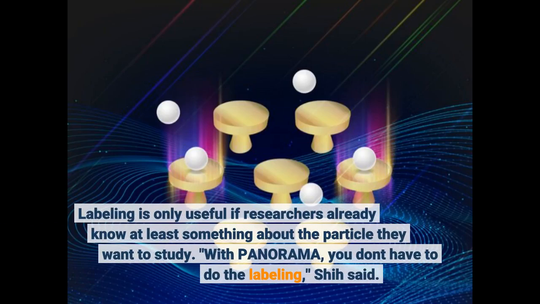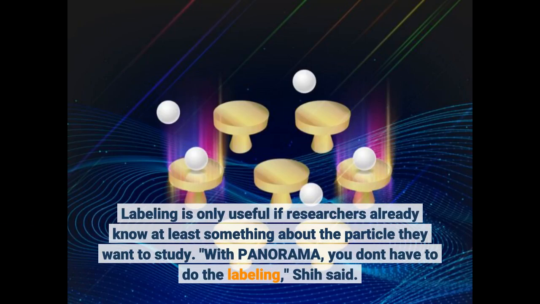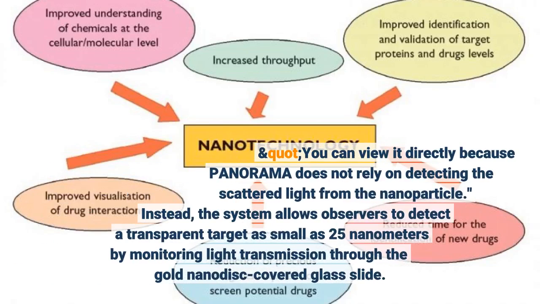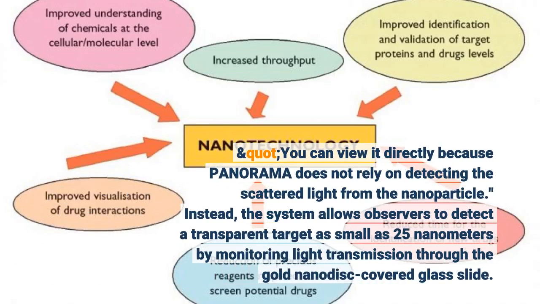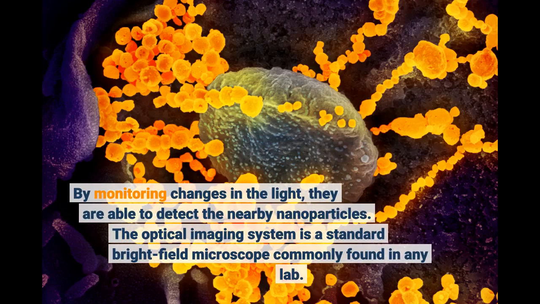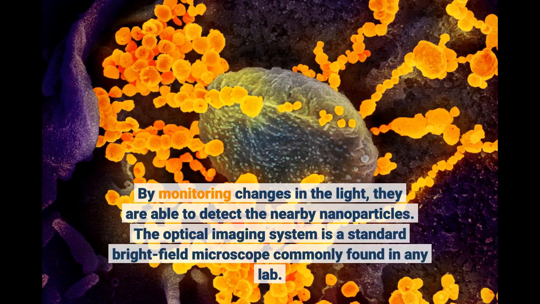Another drawback: labeling is only useful if researchers already know at least something about the particle they want to study. With PANORAMA, you don't have to do the labeling, she said. You can view it directly because PANORAMA does not rely on detecting the scattered light from the nanoparticle. Instead, the system allows observers to detect a transparent target as small as 25 nanometers by monitoring light transmission through the gold nanodisc-covered glass slide. By monitoring changes in the light, they are able to detect the nearby nanoparticles.